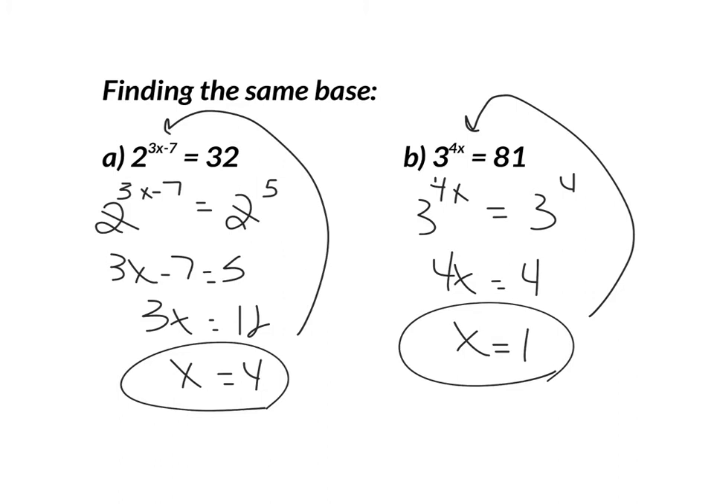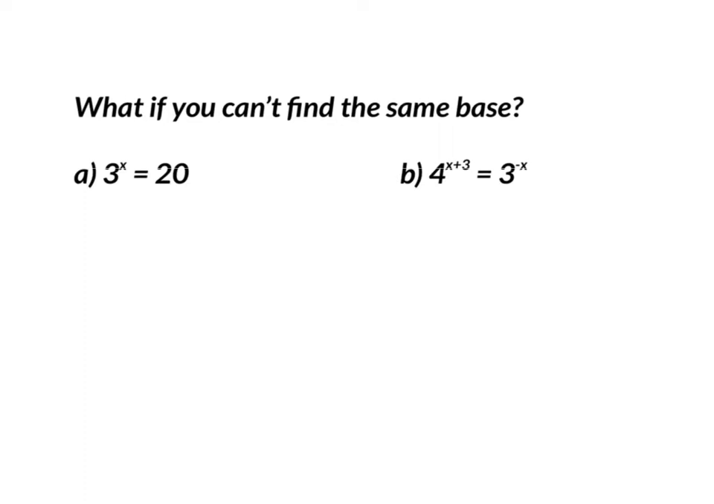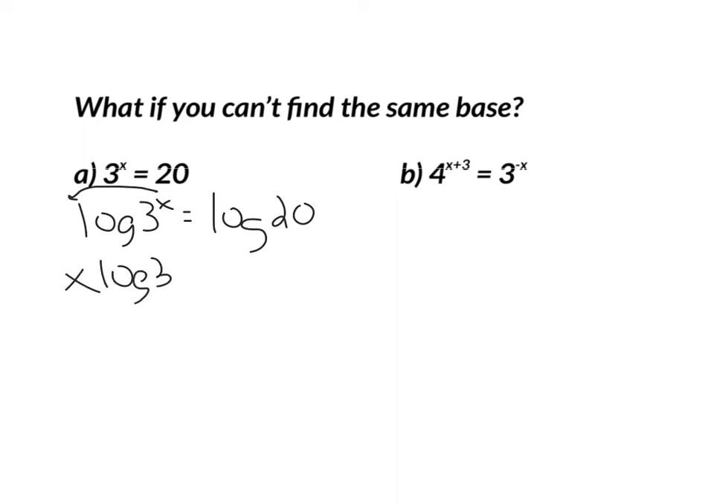So, next one. All right, what if you can't find the same base? Good question. If you cannot find the same base, that's where logs come in very handy. So what I'm going to do is take the log of both sides. On part A, I would do log of 3 to the x power equals log 20. I'm not putting a base because I'm doing base 10, because that's what my calculator knows. So don't forget your rules. This has an exponent. The x is the exponent. It goes in front. That's why this works so well.